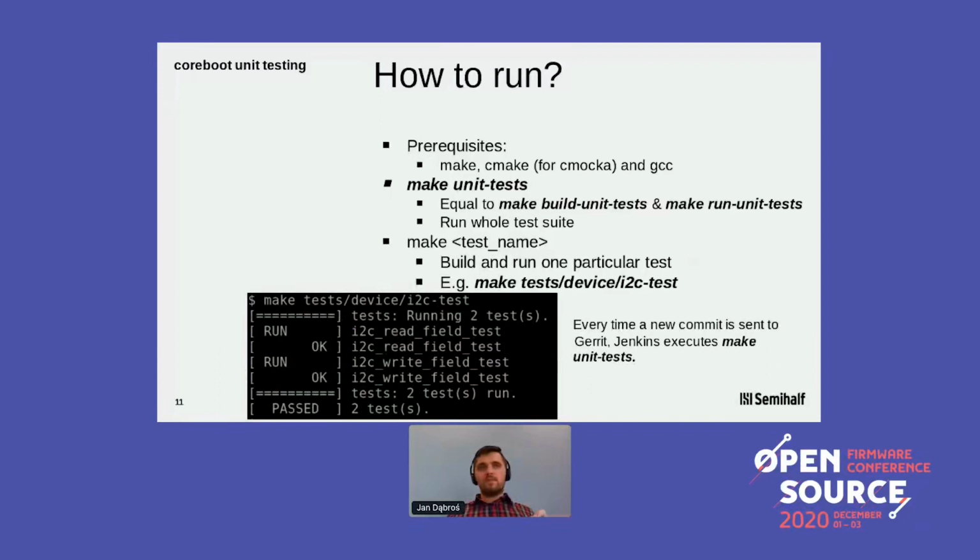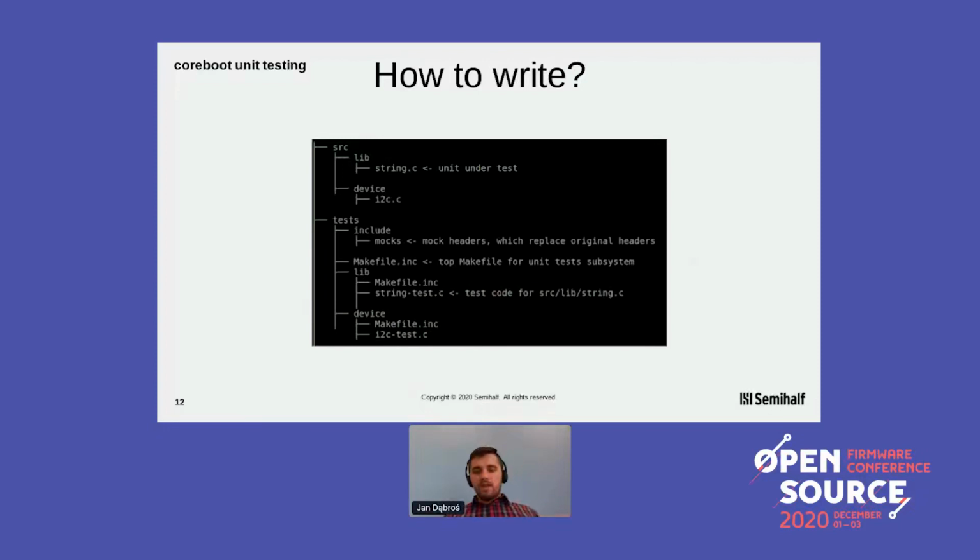And as I said previously, every time a new commit is sent to Gerrit, Jenkins executes make unit tests. And as I said, this is a gating item for merging new commits. Okay, so in a few words, how to use our coreboot test framework for writing tests.